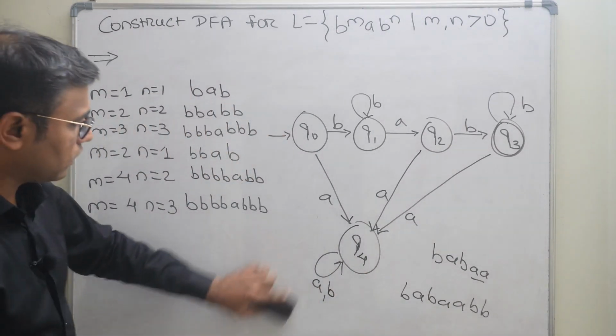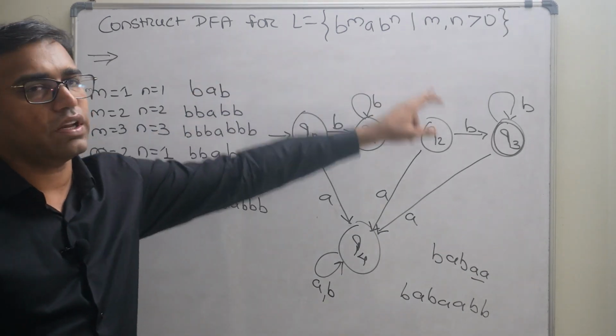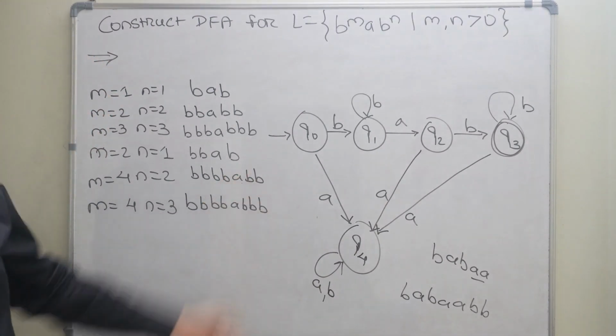So this is the final deterministic automata for the language b^m a b^n, where m and n are greater than or equal to 0. Do you understand this automata?